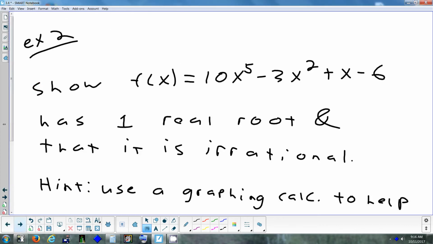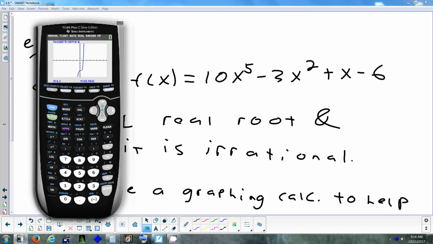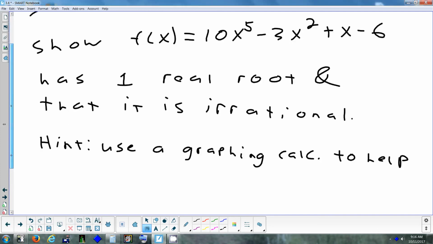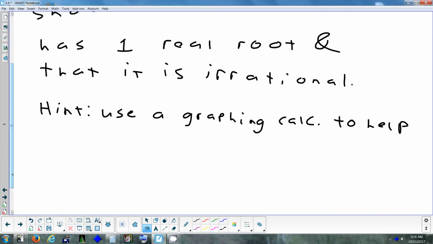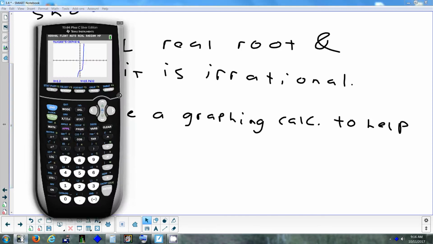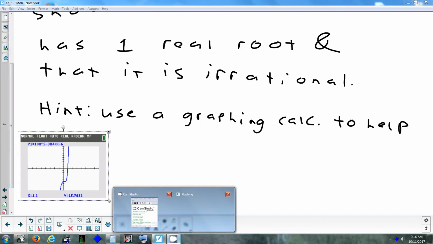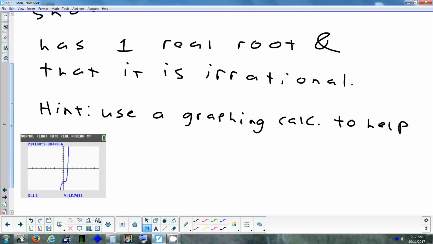So now that we just answered this question, it says show that the graph we just had has one real root. By graphing it, we've shown that it has one real root, and prove that it's irrational. To prove it's irrational, just write down what we just said. So here's our graph. For the first part, show that it has one real root. There's the graph. So the graph shows we have one real root.